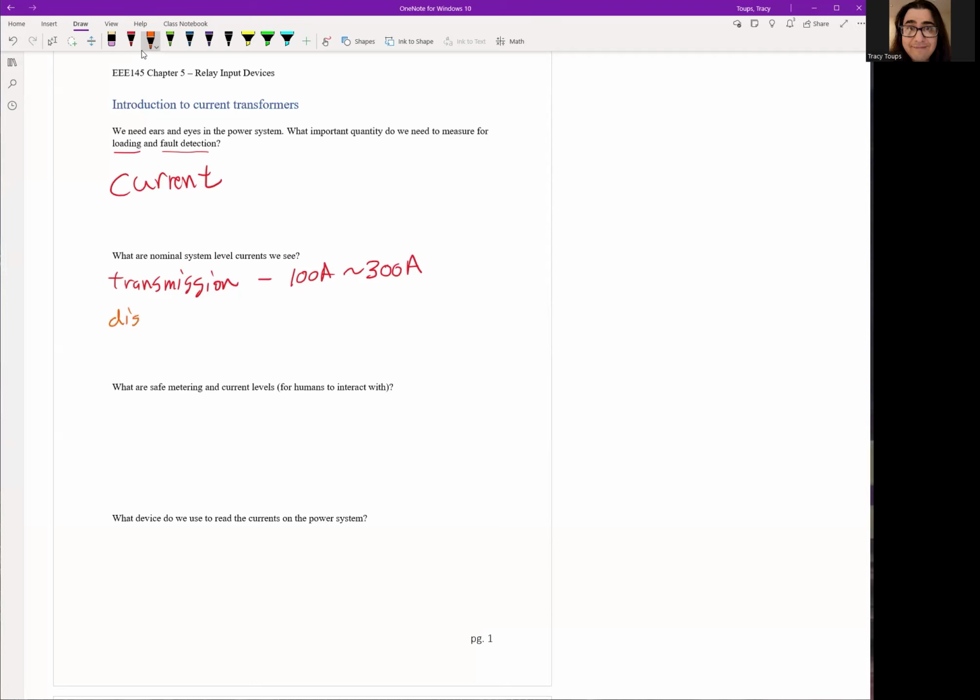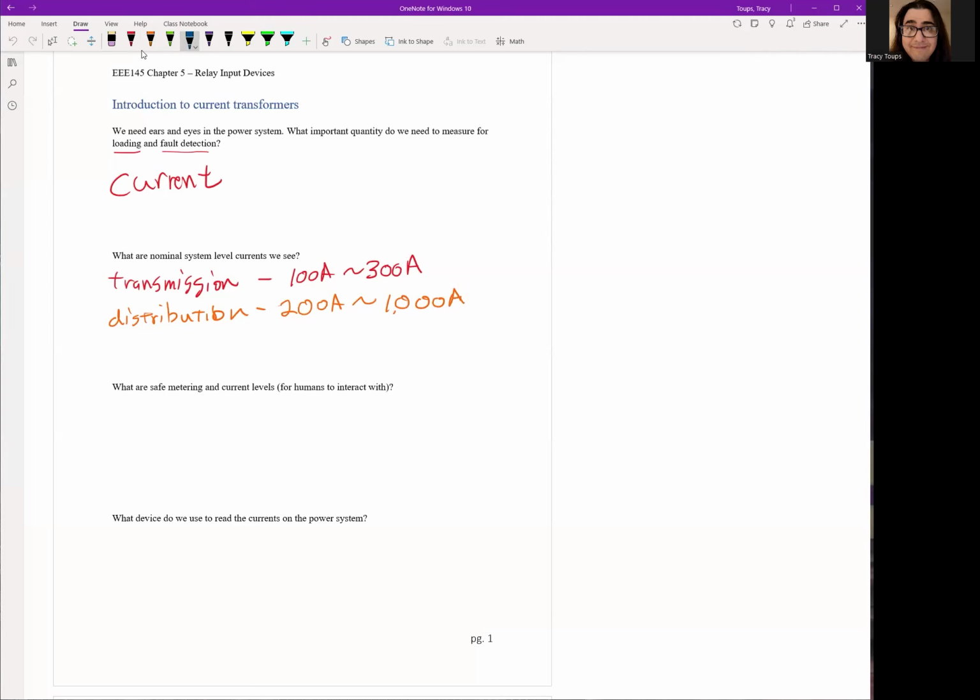Next, we have distribution. Distribution is more of the residential area. Those feeders can range from as small as about 200 amps to more than 1,000 if you have a pretty big feeder. It all depends on how many houses and how many loads you have on that particular feeder.